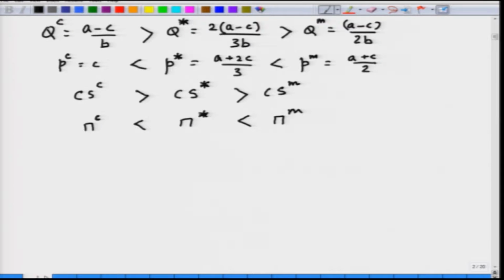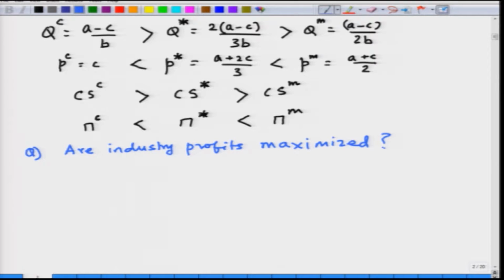So, now before we leave this, let us ask whether industry profits are maximized in the Cournot model, right. So, are industry profits maximized? Let us think about this. Where is the industry profit maximized?